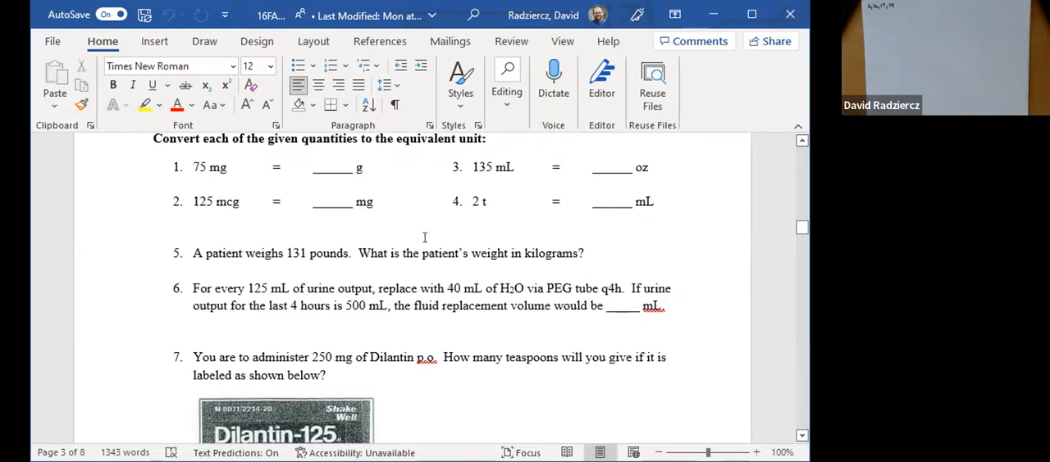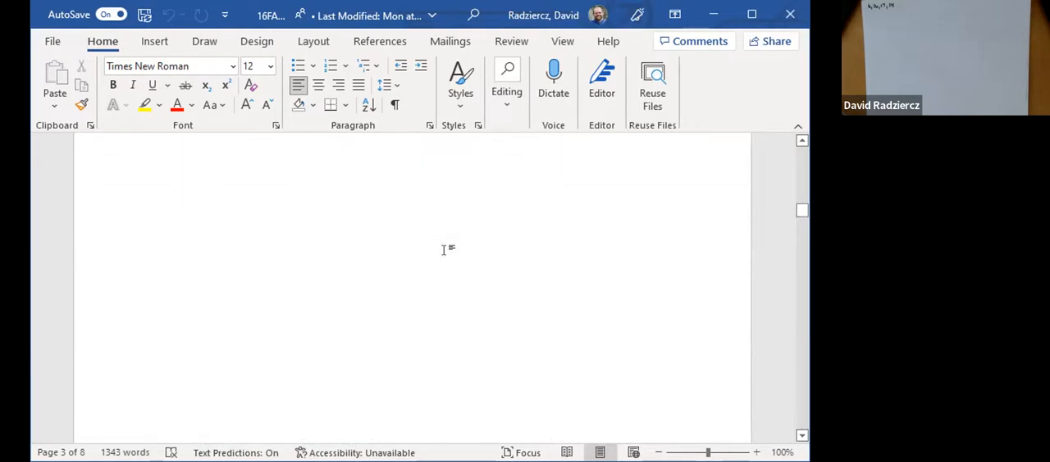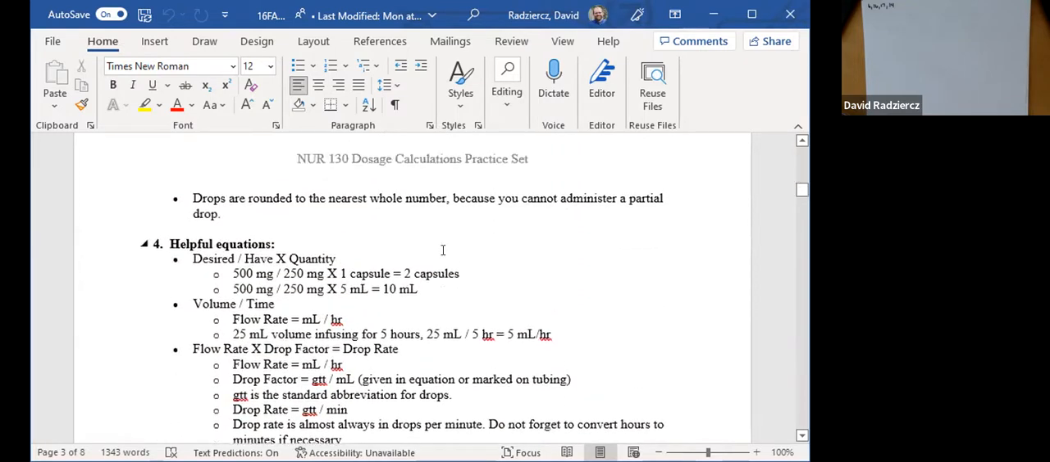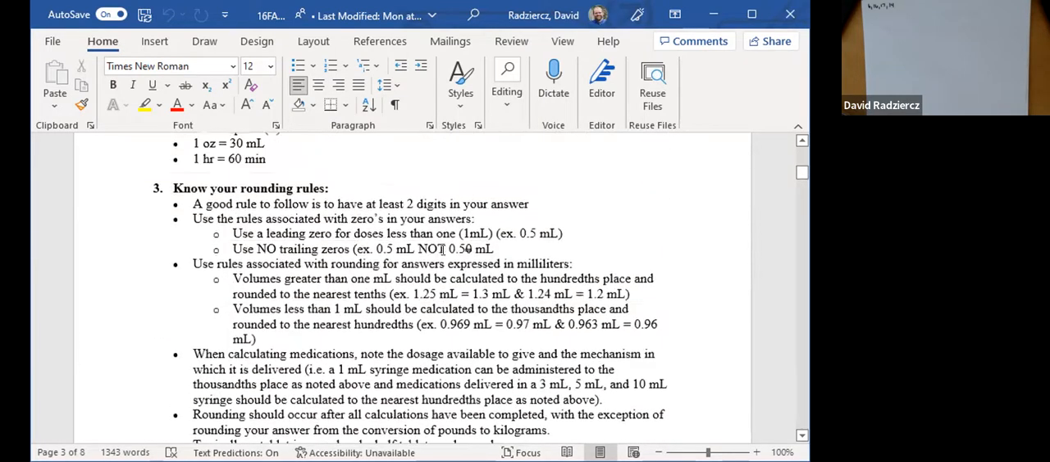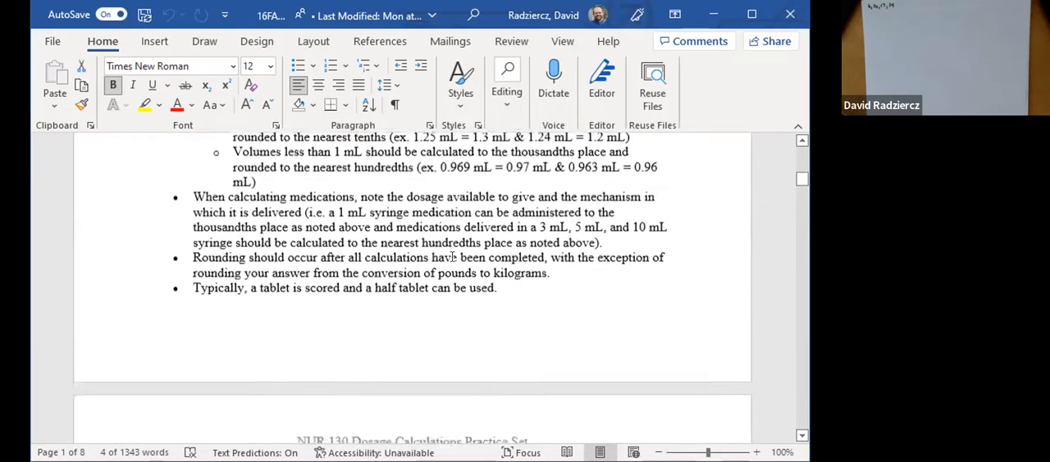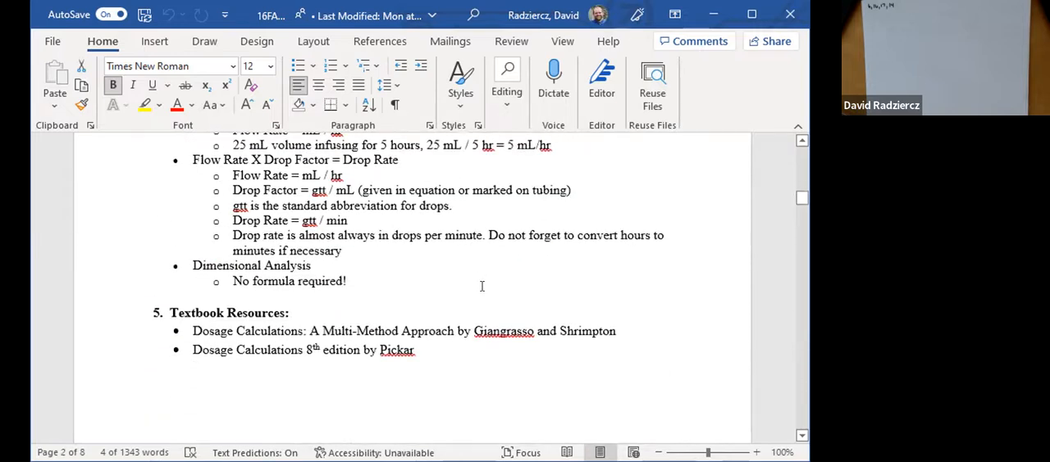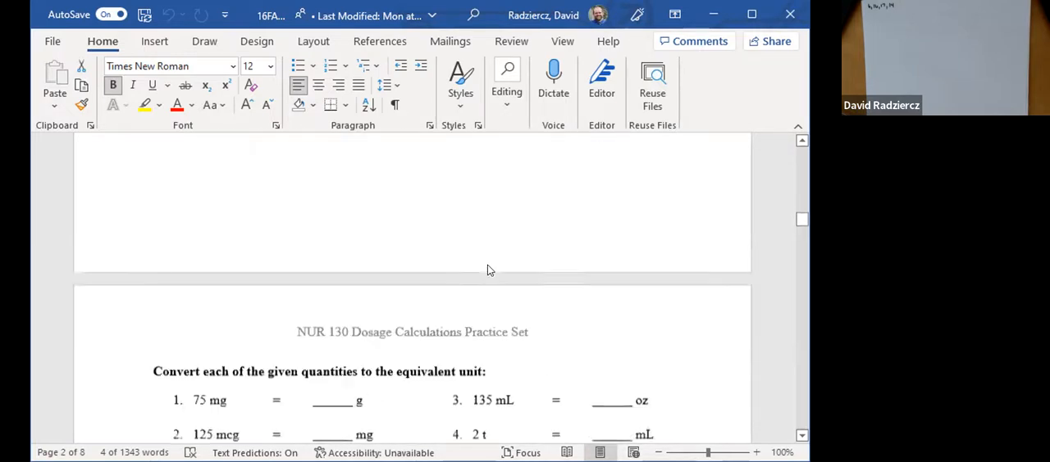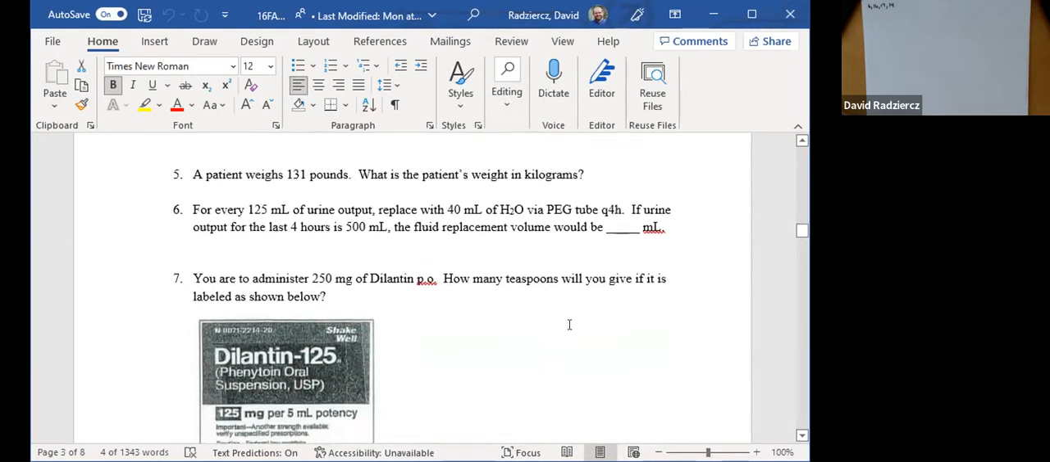Just wanted to touch base on that. And then if you need to review, I have written up the rounding rules, and they are listed here in the review. It should be in your packet. It's on the OneDrive you have access to. So if you have questions, let me know. But I think that should be pretty straightforward, and it's the similar rounding rules that you had in your first semester.